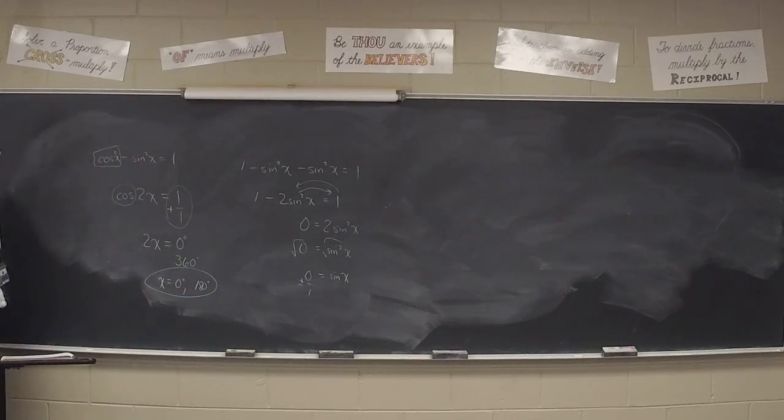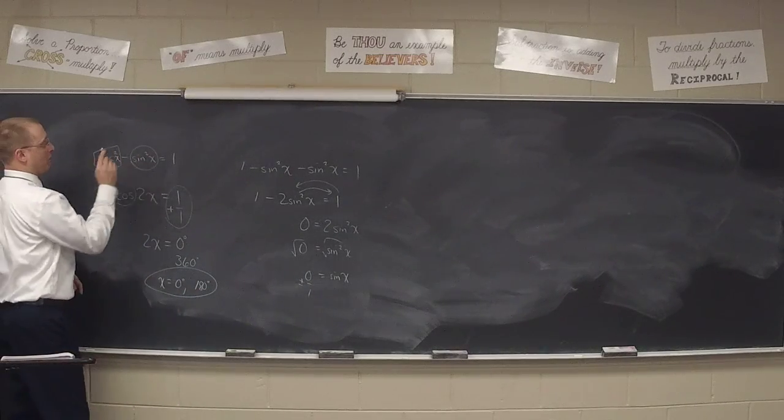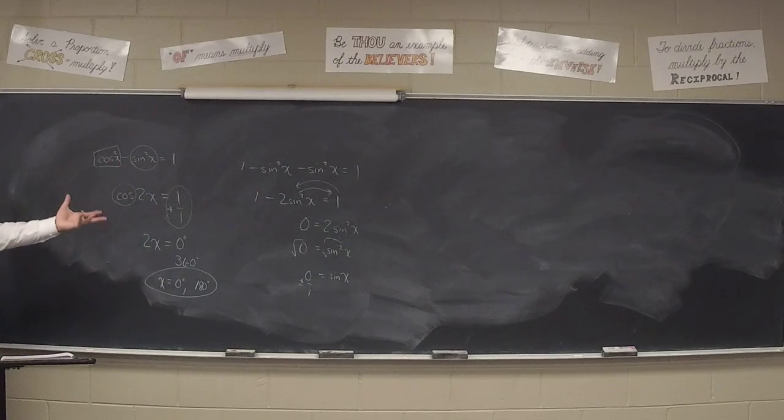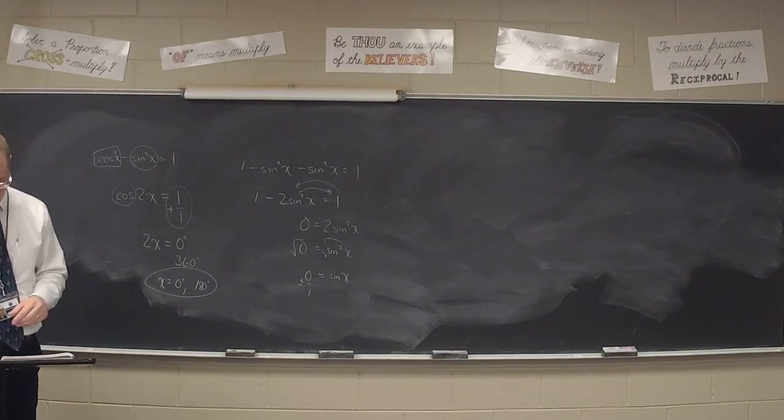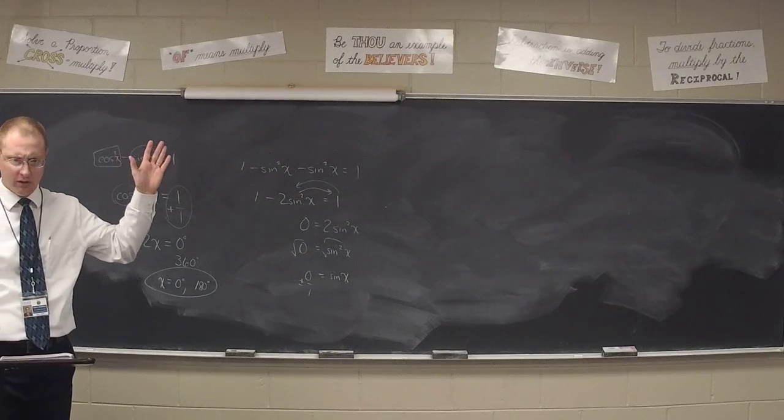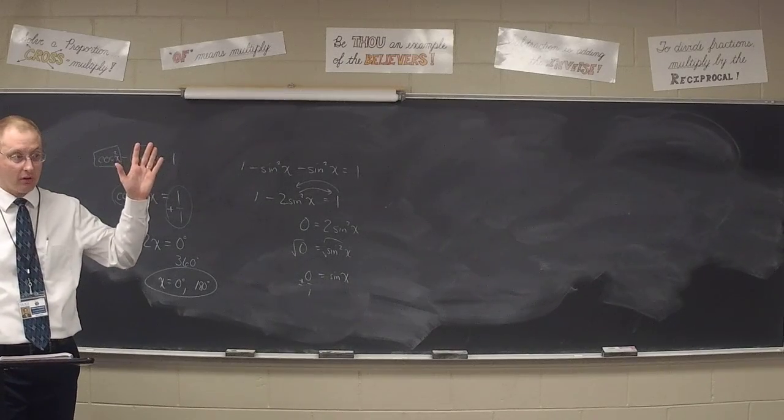Same answers. The other way you could have done it was change this into 1 minus cosine squared. It would have been very, very similar. Go from there. Questions on this? All right. How many got that again? Got it? All right. We good now?